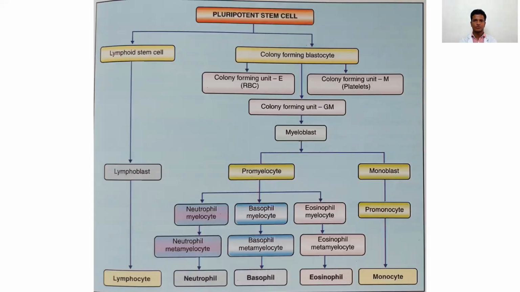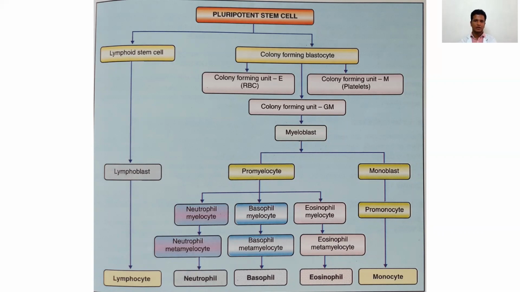This is a flow chart showing leukopoiesis, in which the pluripotent stem cell is converted into lymphoid stem cell and a colony forming blastocyte. The colony forming blastocyte is again converted into colony forming unit E for RBC, colony forming unit M for platelets, and colony forming unit GM, which is converted into myeloblast. Myeloblast is converted into promyelocyte and monoblast. Monoblast is converted into promonocyte, and promonocyte is converted into monocyte.